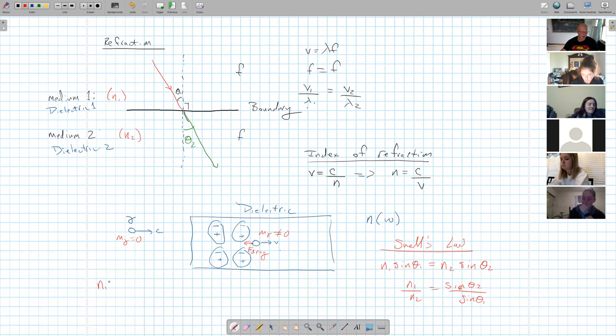So let's look at some possible scenarios. If N1 is greater than N2, meaning we go from a high index of refraction to a low index of refraction, then N1 divided by N2 is greater than one. So this number, sine of theta 2 over sine of theta 1, also has to be greater than one. Sine is greater for larger angles, so theta 2 has to be greater than theta 1. If it goes from a high index of refraction to a low one, the ray gets bent away from the normal.